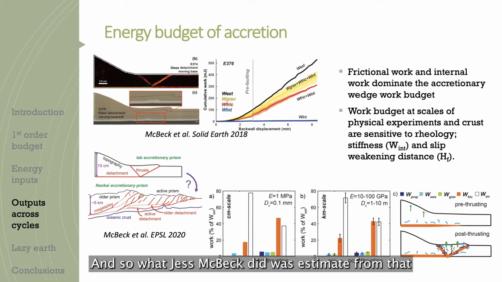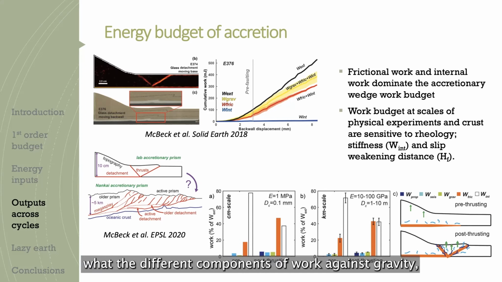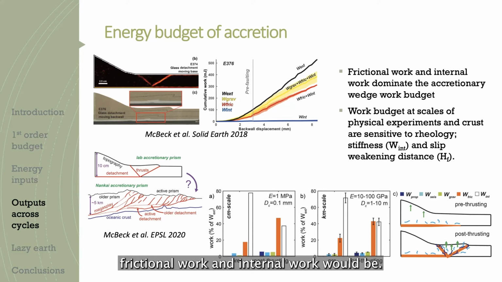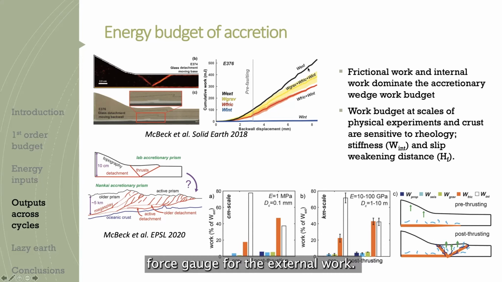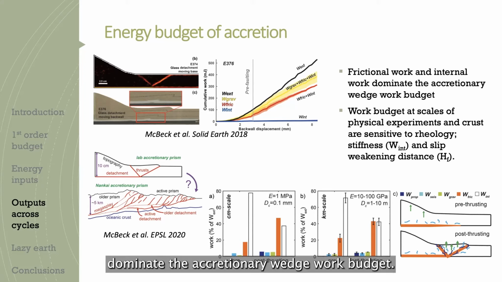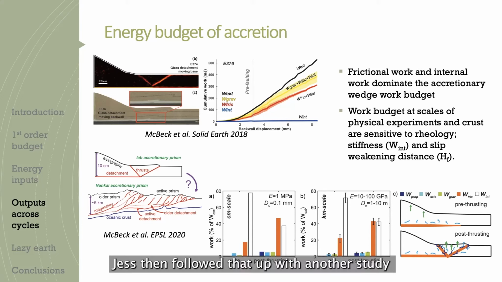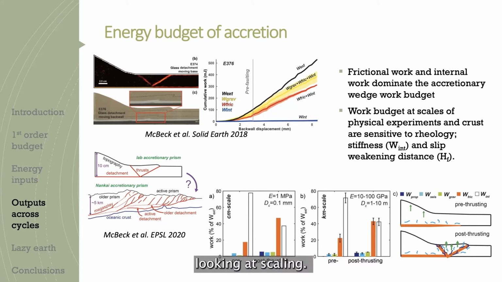And so what Jess McBeck did was estimate from that and the rheology of the sandpack what the different components of work against gravity, frictional work, and internal work would be, and then was able to validate that with the force gauge for the external work. And so what we learned is that frictional work and internal work dominate the accretionary wedge work budget. Jess then followed that up with another study looking at scaling.